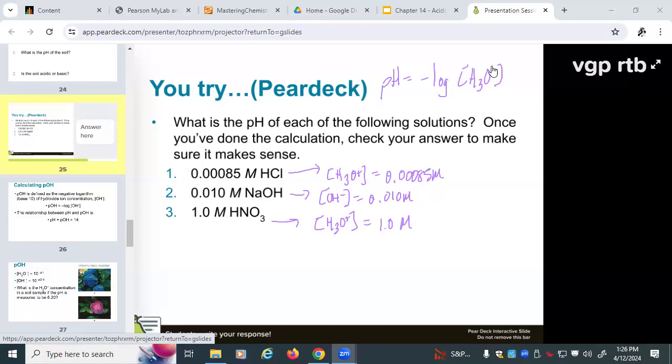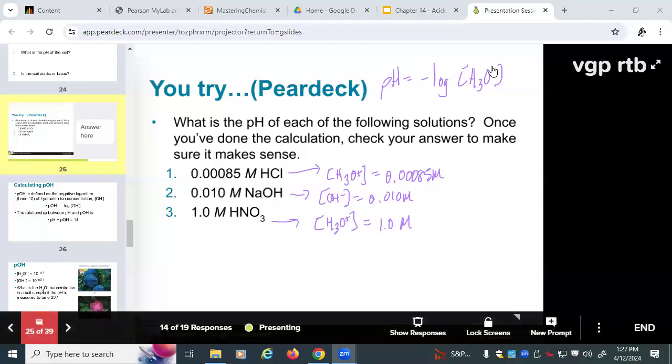What I saw some of you doing was the divide 1 times 10 to the negative 14th by that number calculation. And that would be great if it was hydroxide and we were trying to find hydronium. But we already have the hydronium. You need to do that calculation with the second one because it is hydroxide, not hydronium.